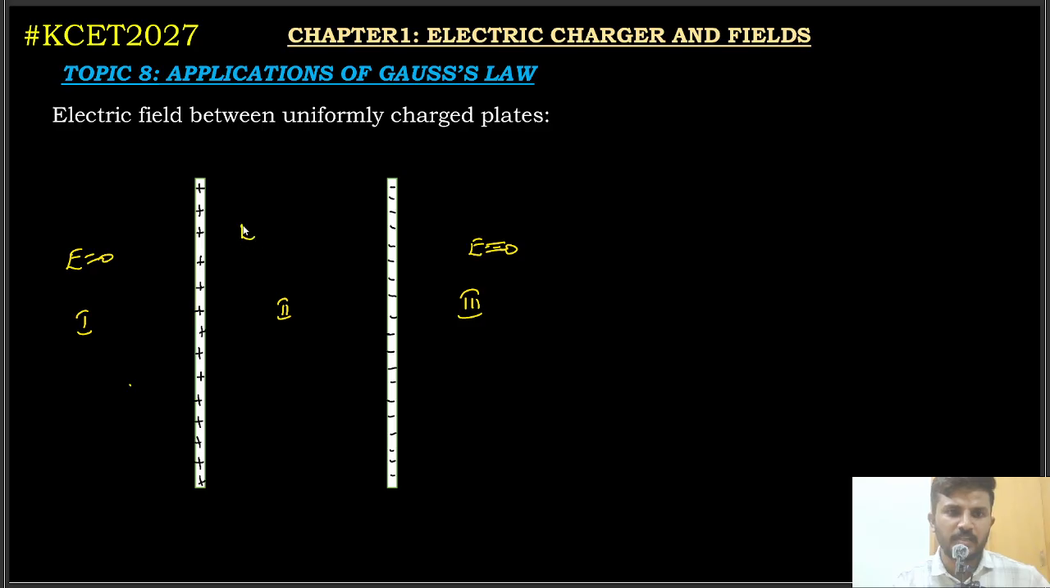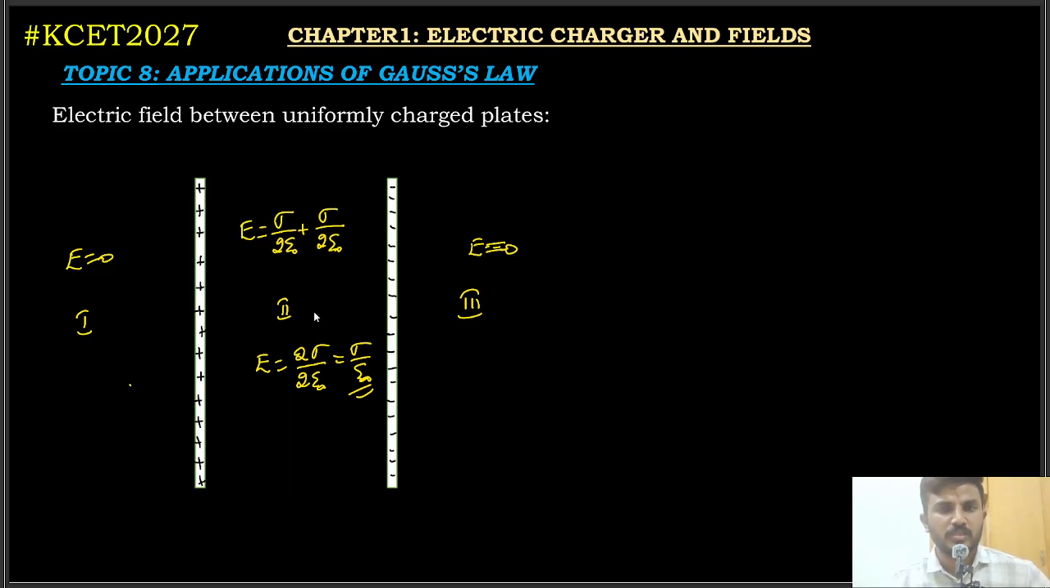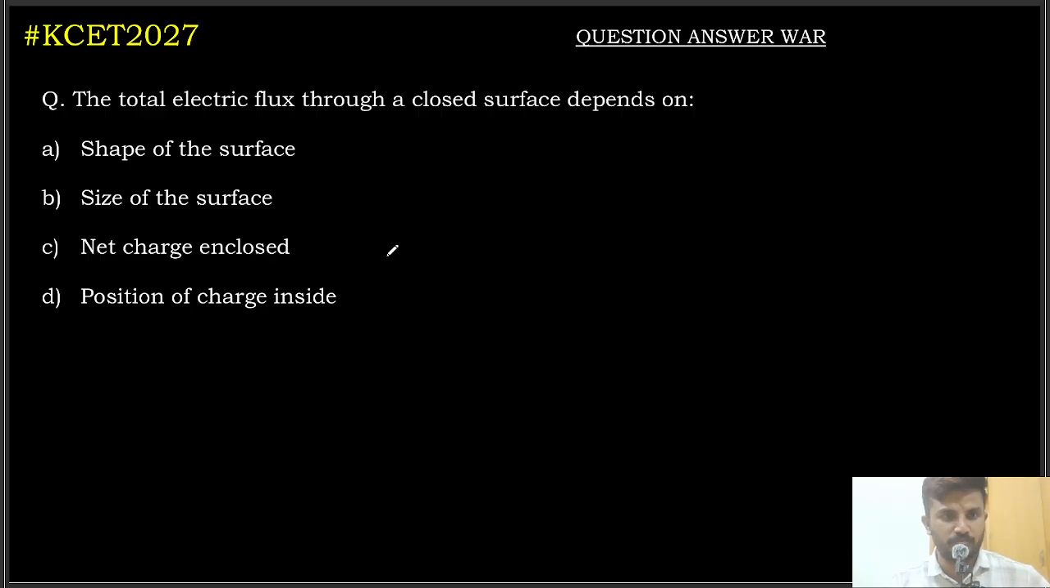But the electric field in the middle region is given by the field due to the positive charge, sigma by 2 epsilon naught, plus the field due to the negative charge, sigma divided by 2 epsilon naught. If you add these two, E is equal to 2 sigma divided by 2 epsilon naught, that is equal to sigma by epsilon naught. What if we have 3 plates? We'll discuss that at the end of the video.